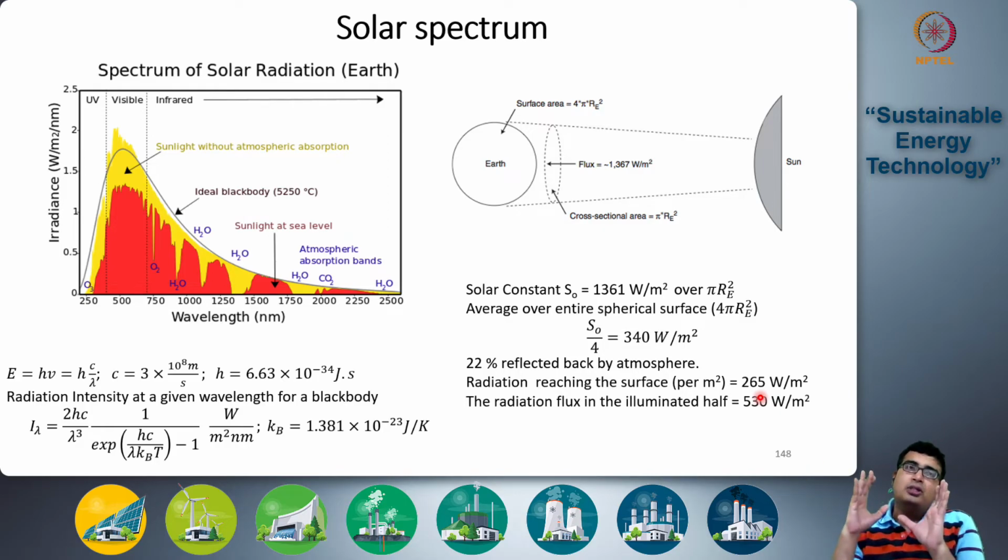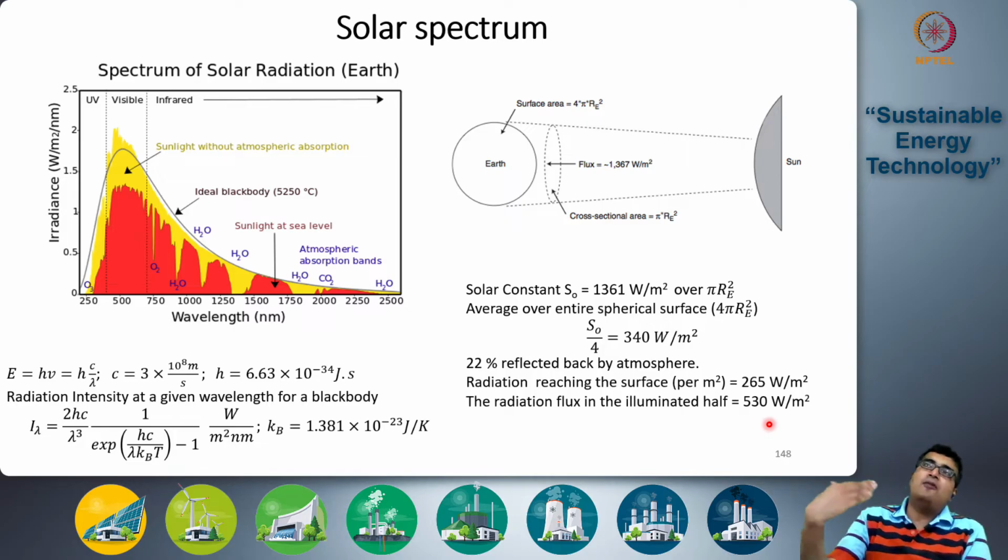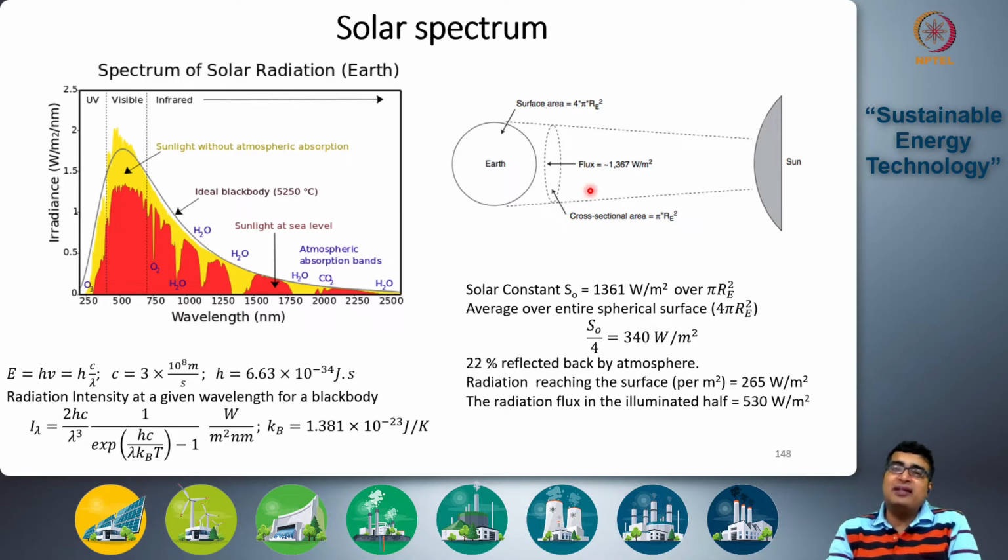side. So the illuminated half receives double this amount. That is around 530 watt per meter square. Of course, at night it does not receive any amount. So on average, it balances out. So what we can say then is that on average, the day side of Earth receives 530 watt per meter square of solar energy. We will see that this too is unevenly distributed.